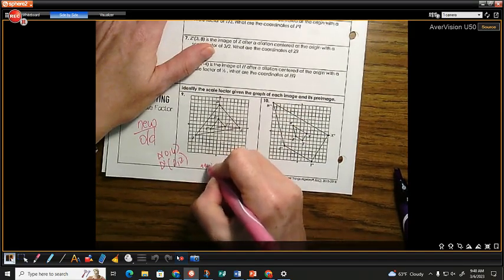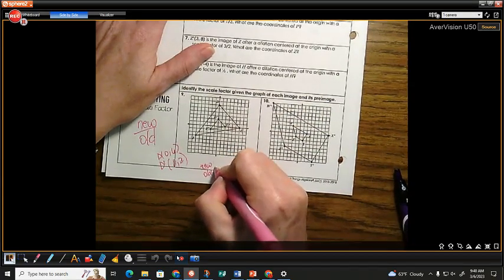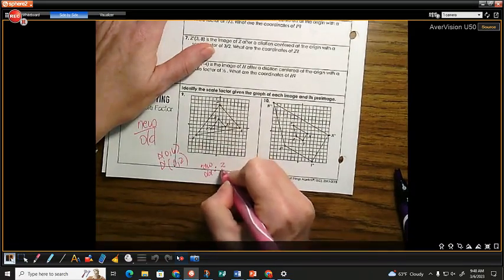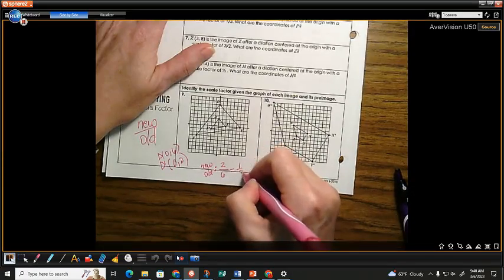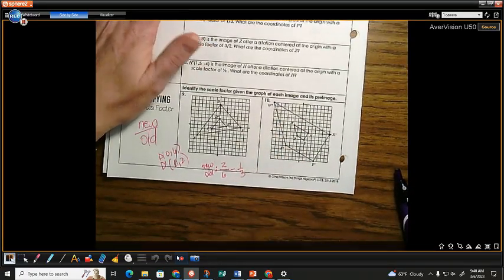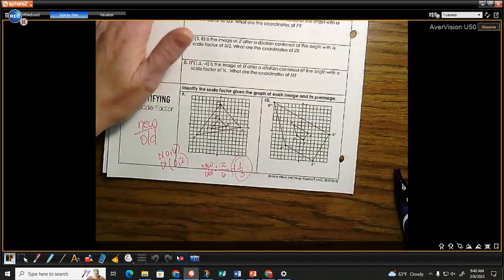So I need to do new over old. So it's got to be the 2 over the 6, which is? Always simplify your fractions. So your scale factor is 1/3.